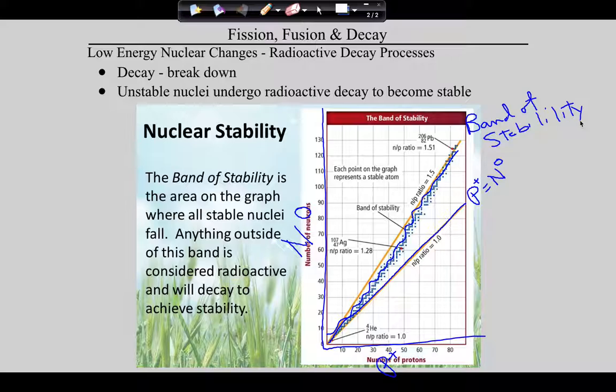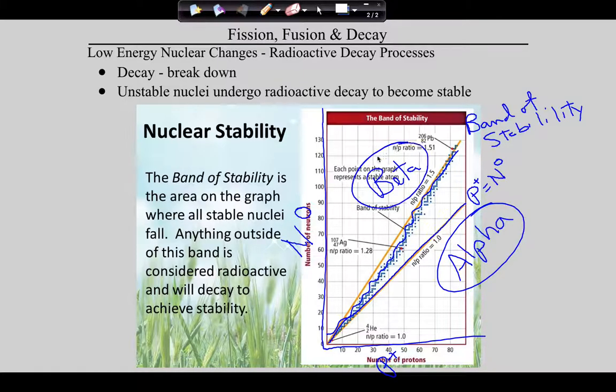It's all right? So then, guys, let's have this conversation again. If we're below the band of stability, what do we need? More neutrons. And guys, what you're going to find out is the way that that happens is these go through what's called alpha decay. So all of the nuclei below the band of stability will go through alpha decay. And then, guys, up here, we need more protons, and those dudes go through beta decay.